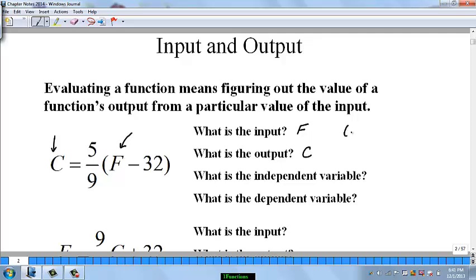If I were going to write this as a point, it'd be the point F, comma, C. So this is my input and this is my output. It's like in the X and the Y spot. Independent variable is always your input, because I can pick anything I want to put in there, and the dependent is my output, or my C.